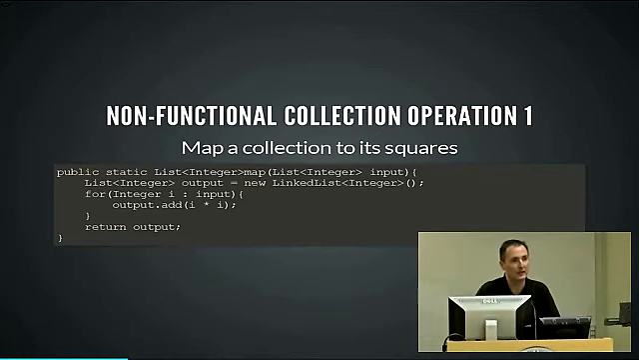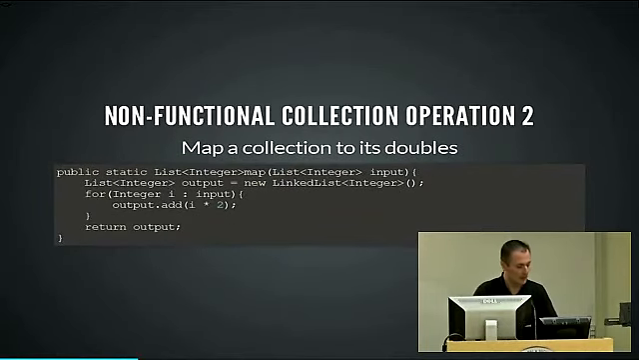It takes a collection of integers in. It initializes an output container called output, and then I iterate over all of my inputs, and I add the output of my function, my i squared, into the output collection and return that. So I am mapping my initial set of integers to their squares.